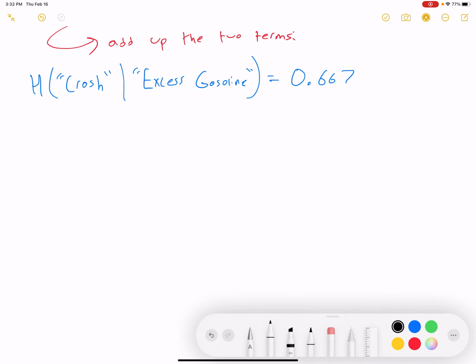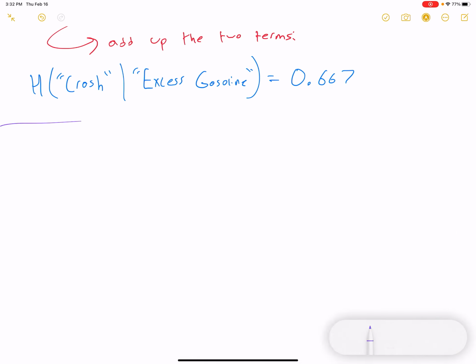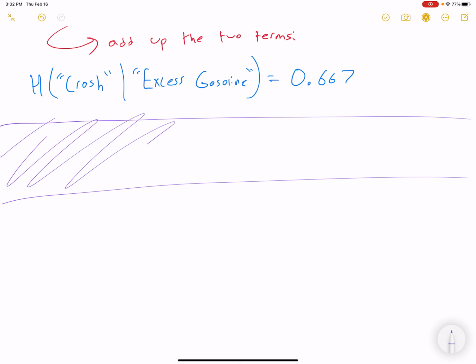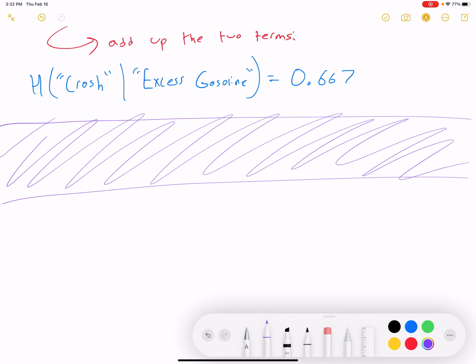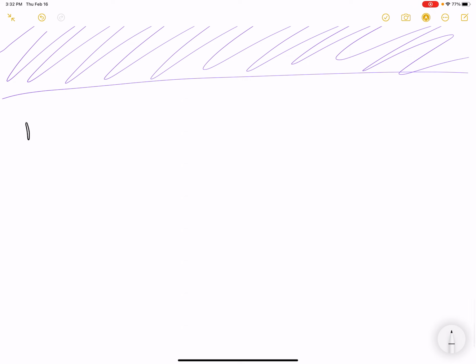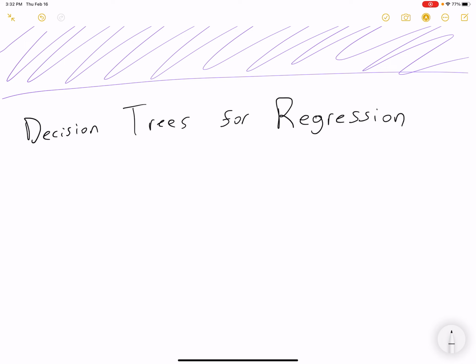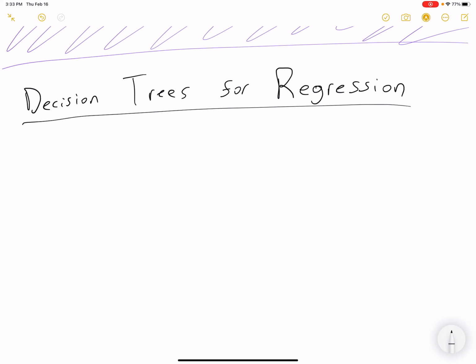Okay, so let's cover decision trees for regression. There's actually not too much to cover here, but let's say you wanted to predict not a categorical variable, but a continuous number when you build a decision tree. There's a few changes to make. So first of all, for the homework too, how many people used a regression decision tree?